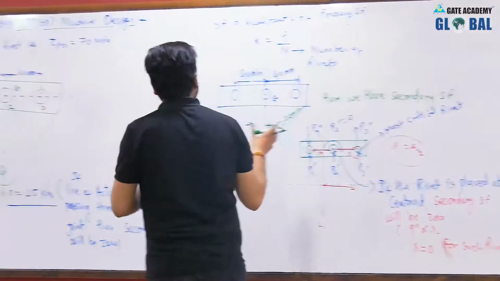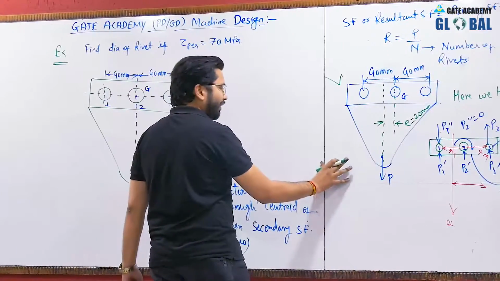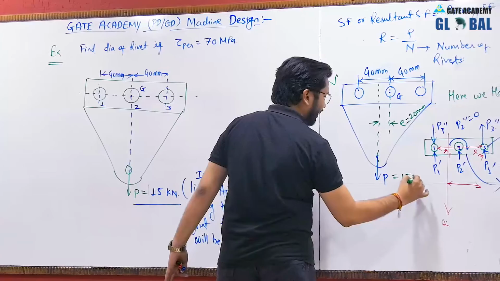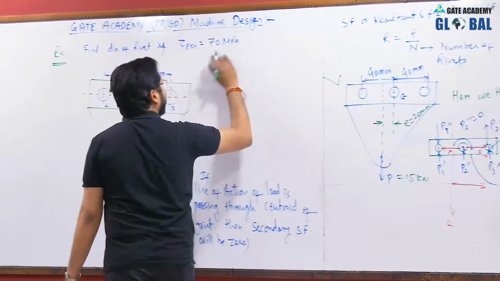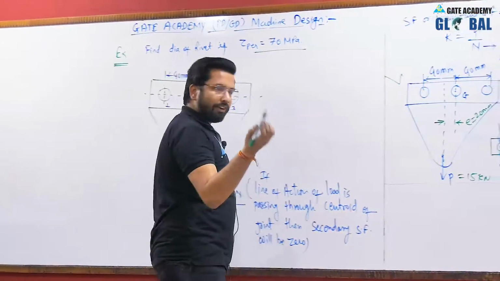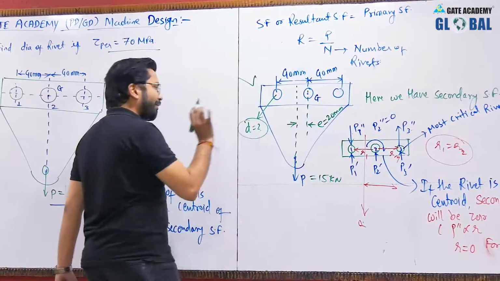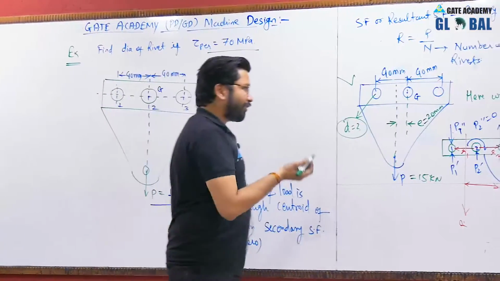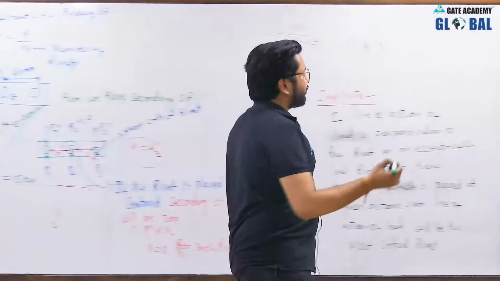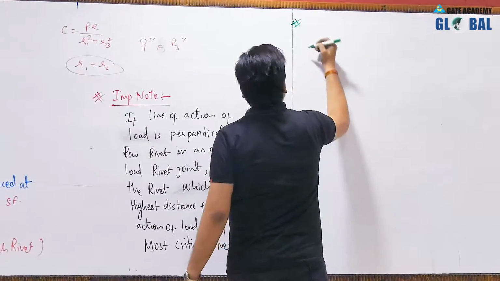So the data will be the same: load equal to 15 kilonewton, permissible shear stress is 70 megapascal, and find out the diameter of the rivet in this condition. What we have to do is calculate the value of the primary shear forces.